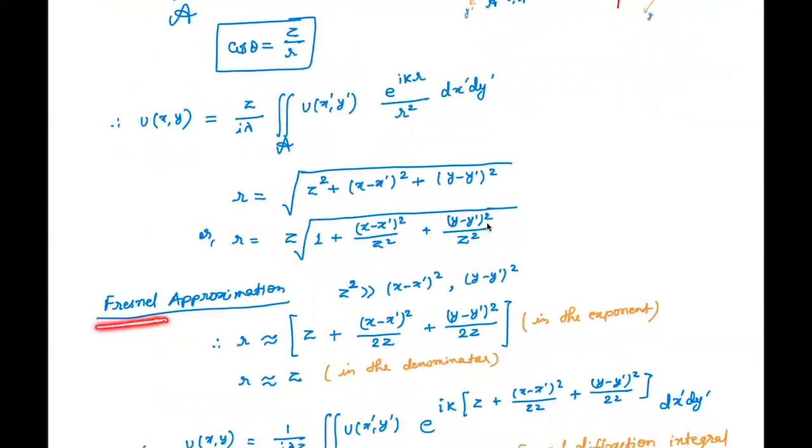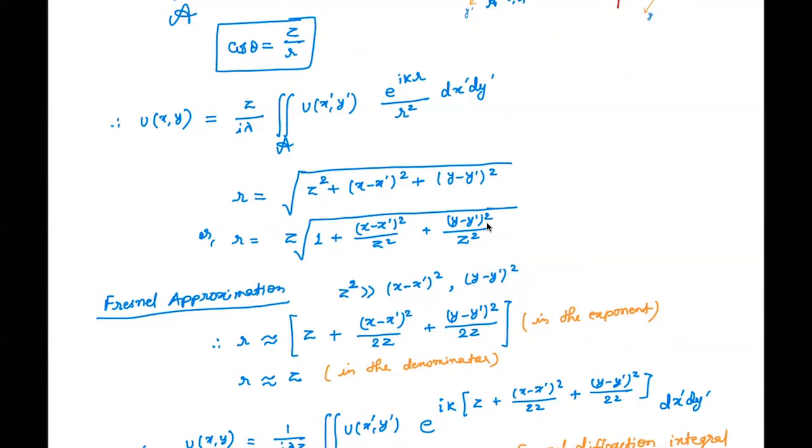This approximation says that this term is much bigger than 1, and this term is also much bigger than 1. In other words, we can write that z squared is much larger than (x minus x prime) whole squared, or z, just the distance between the two points, is much larger than the separation between the x and x prime points that one considers, and again also larger than the y and y prime separation. So that is the approximation we make.